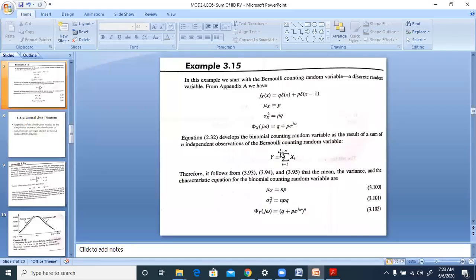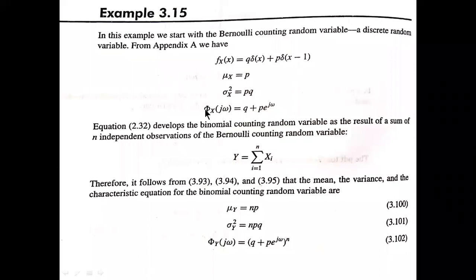So here, if you see, we have written μx equal to p, σx² is equal to pq, and φx(jω) is equal to q plus p e to the power of jω.